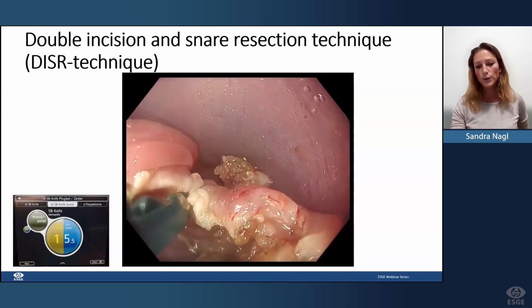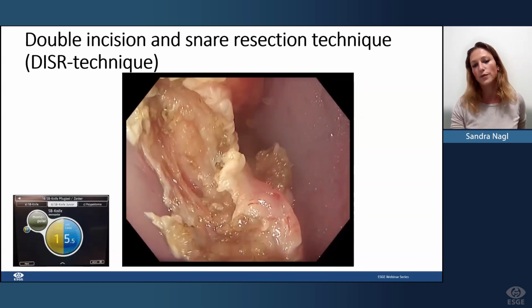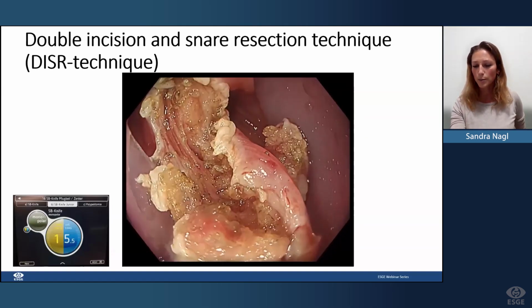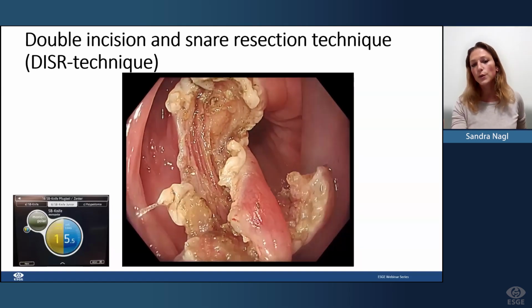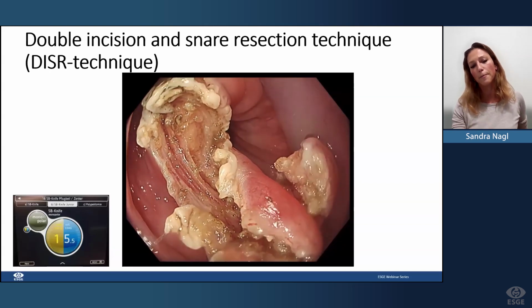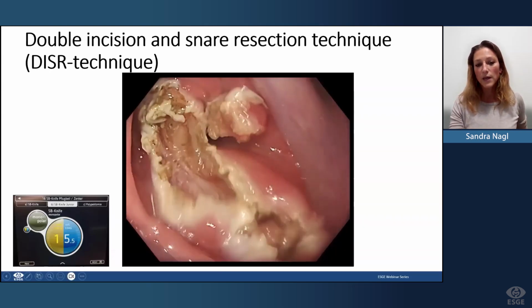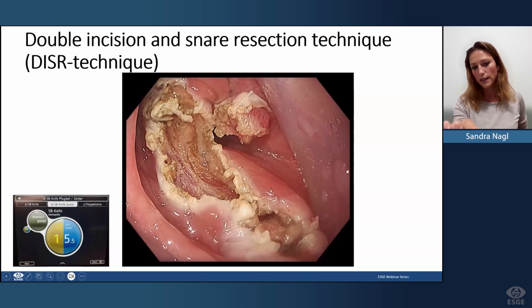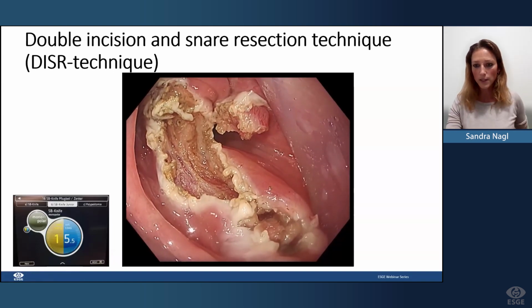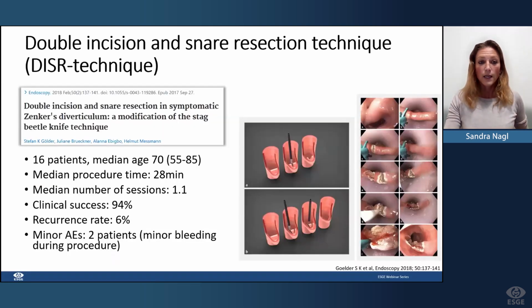Once you're close to the bottom of the diverticulum, you can withdraw your overtube a little bit to see if there are any muscle fibers left, and then you can cut all the remaining muscle fibers. This technique was published in 2018, showing a very high overall clinical success rate of 94% with a low recurrence rate, and only 2 minor bleedings during the procedures were documented.